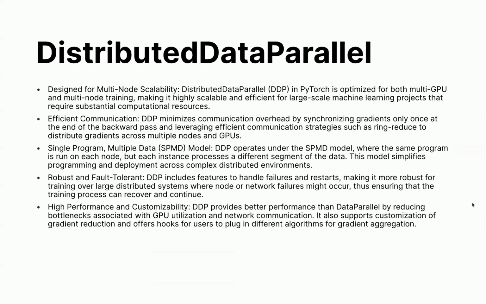So for multi-node training, you want to be utilizing distributed data parallel or fully sharded data parallel. Distributed data parallel, DDP, in PyTorch is optimized for multi-GPU and multi-node training. So it's highly scalable and efficient for large-scale machine learning projects that require substantial computational resources. Let's say you have a very large imaging model that you want to distribute across multiple nodes. Distributed data parallel would be a go-to solution.